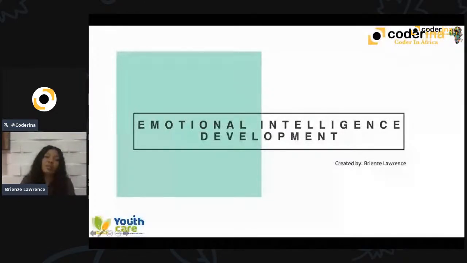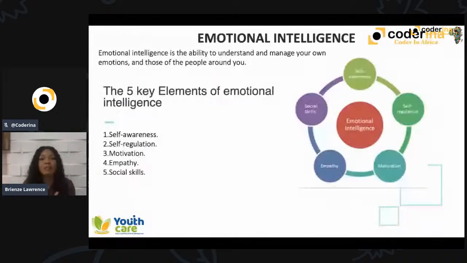When you hear the word emotional intelligence, what's the first thing that comes to mind? What is emotional intelligence? Emotional intelligence is the ability to understand and manage your own emotions and those of the people around you. There are five key elements to emotional intelligence: self awareness, self regulation, motivation, empathy, and social skills.